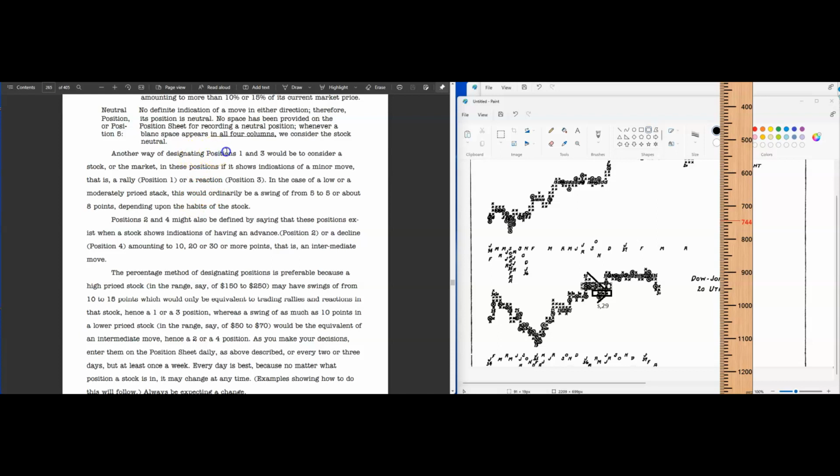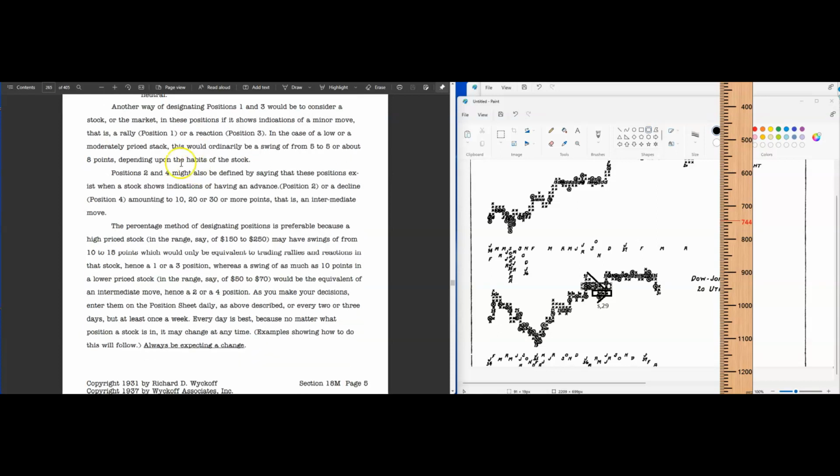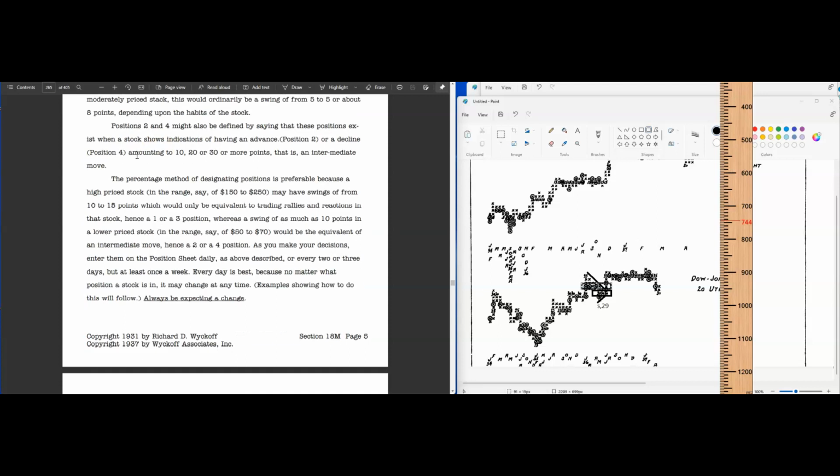Another way of designating position 1 and 3 would be to consider a stock or the market in these positions if it shows indications of a small move, a rally. All right. And in the case of a bearish move, it would be a bear rally. All right. Position 2 or 4 show indications of having a big move.